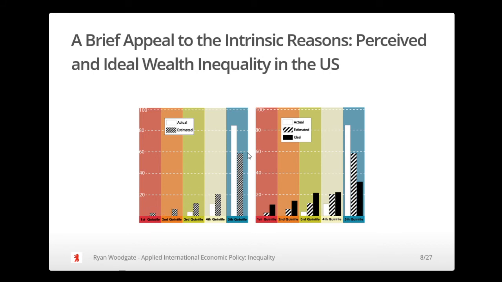So people know that the US is unequal in terms of its wealth distribution, but they don't quite accurately know how unequal it is. So that's the first takeaway. That's already quite interesting.